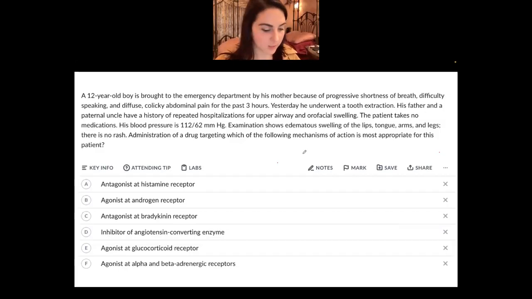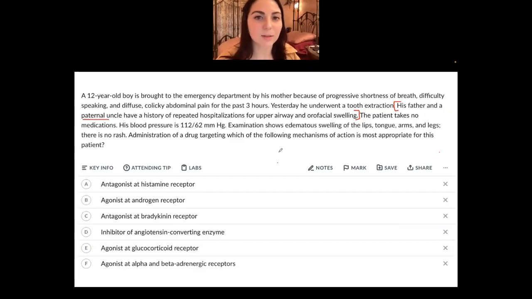Okay, let's talk about this one. So clearly something's going on with this boy. What gives this one away is right here: his father and paternal uncle have a history of repeated hospitalizations for upper airway and oral facial swelling. This tells me, without anything else in the prompt, that this is something genetic. It's something in the family history.